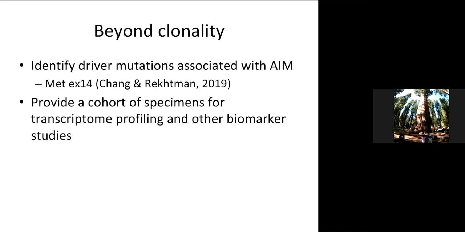Of course, in completing this study with the support of OICR and OMPRN, I think we will have, and we can discuss this, a valuable cohort of specimens for other biomarker studies, including transcriptome profiling. So I just want to end there so we have a bit of time to discuss.